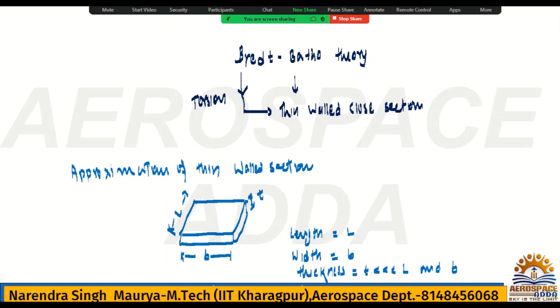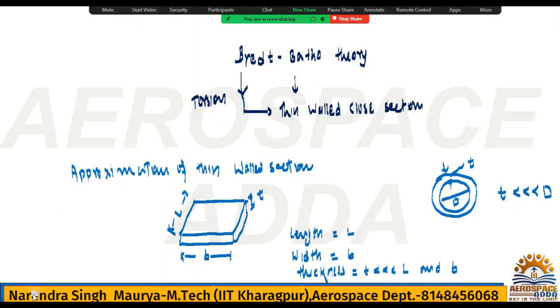Similarly, if we have a tube, suppose this is the tube, or any circular cross section, here this diameter is capital D, but if at the same time you talk about the thickness t, compared to this diameter, this thickness is very, very small. Then this will be considered a thin cross section or thin wall section.